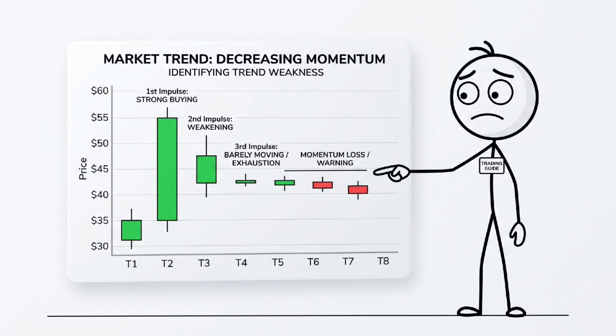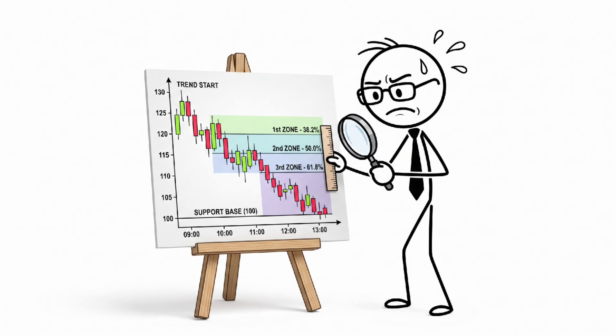Warning signs before the death. Before a trend dies, it weakens, and that weakness leaves fingerprints. Warning sign 1. Diminishing impulse legs. Compare 3 consecutive pushes in trend direction. First one's long and powerful, second is shorter, third barely moves. Like a runner whose strides are shrinking right before they stop.